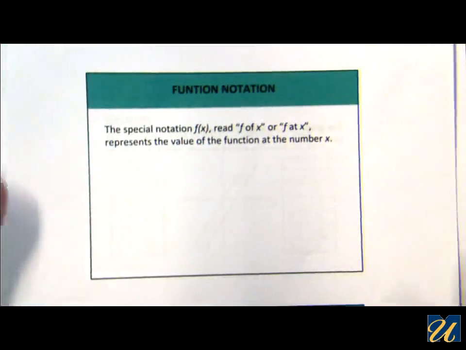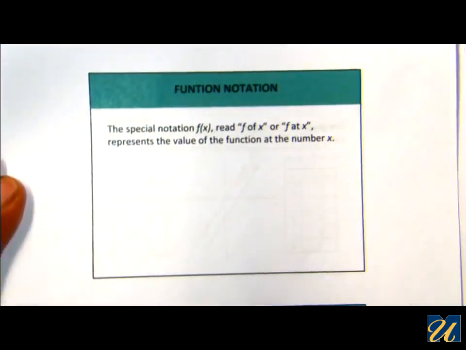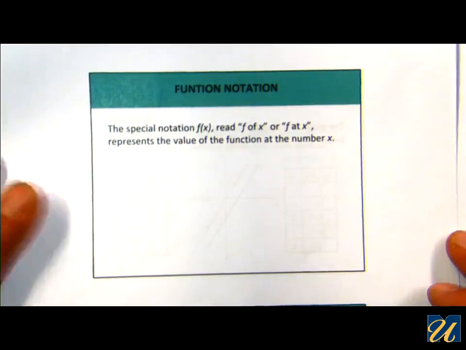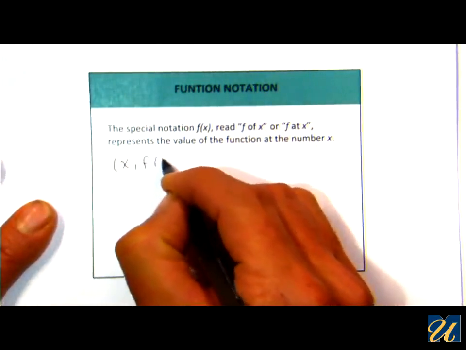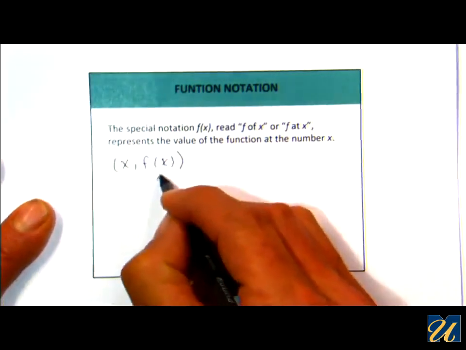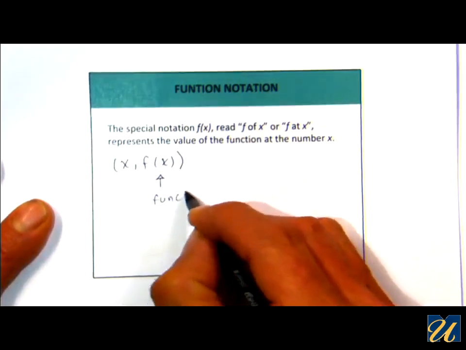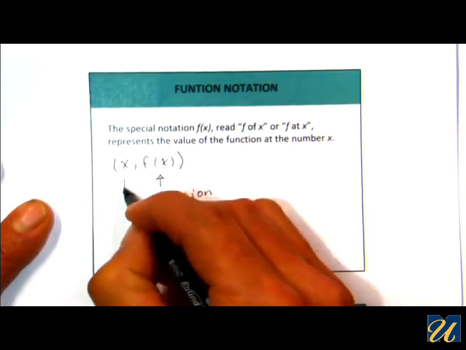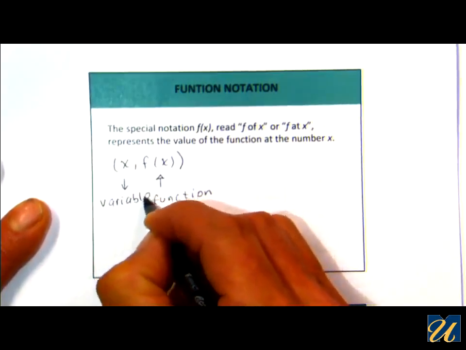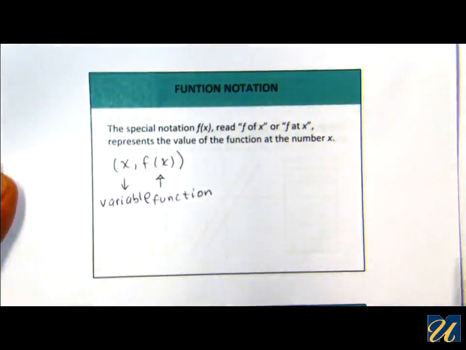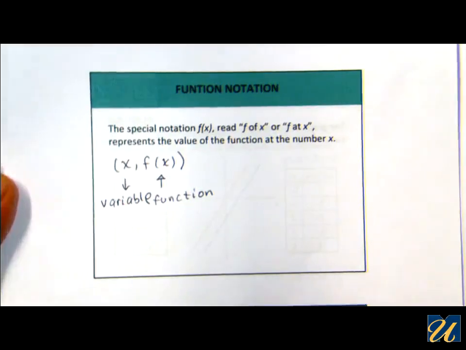Function notation. This is extremely important and pervades all the mathematics, especially at the higher levels, and it's always a source of confusion. Function notation, when you write the ordered pair x comma f of x, this second component is always the function, and the first component here is always the variable. And given a value for x, we can compute the value of y by substituting that value of x into the function, and that is what we mean by evaluating the function.